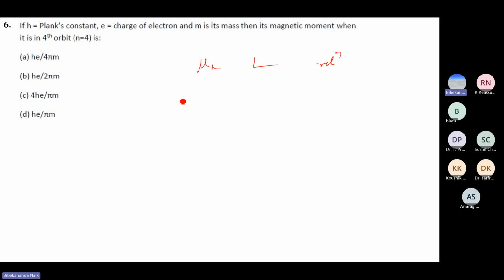The options are: A, He by 4 pi m; B, He by 2 pi m; C, 4He by 5m; and D, He by pi m. So these are the four options. Can anyone tell me what will be the magnetic moment when it is in the fourth orbit, that is n equals 4 according to Bohr's model?